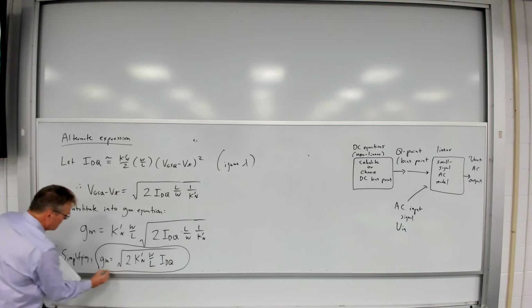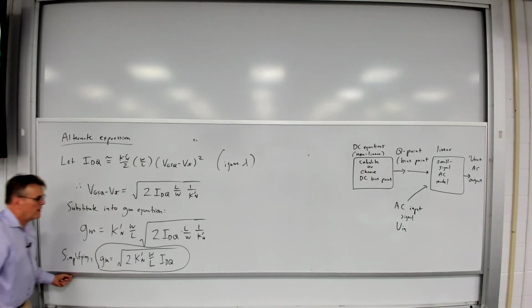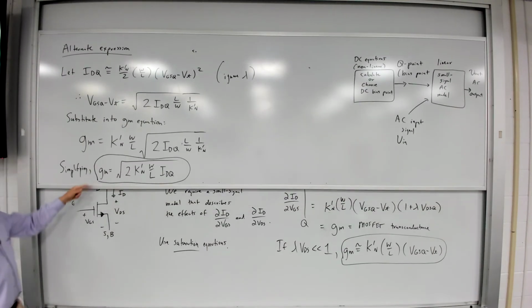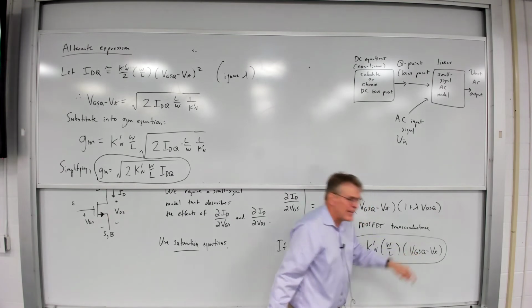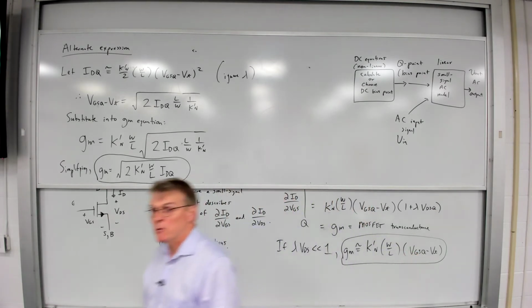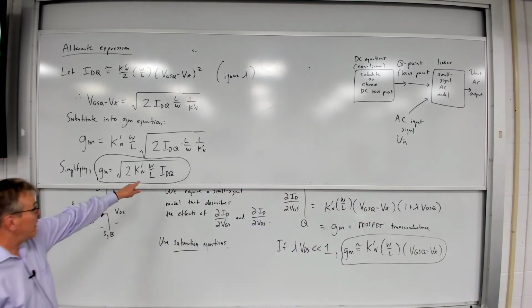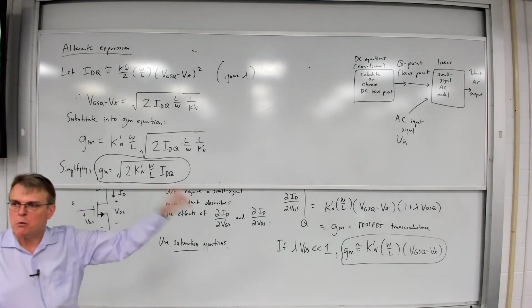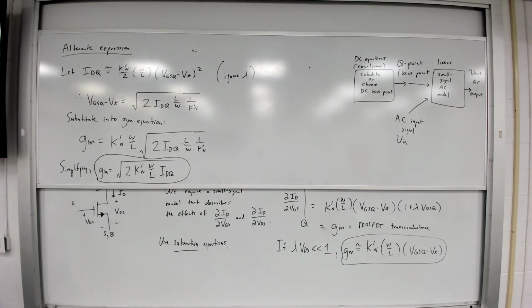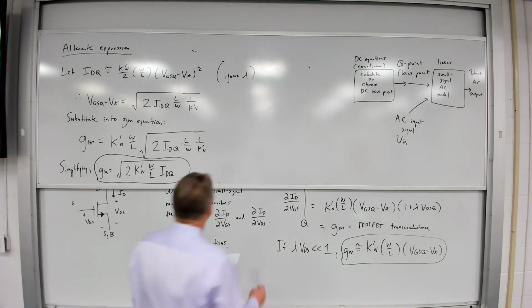Mathematically equivalent. What's the difference between these two equations? This equation tells me GM in terms of the gate source DC bias voltage. This equation tells me GM in terms of the bias drain current. So depending upon which of those two DC values you have, you can use either one of these equations. You'll get the same answer. They're mathematically equivalent.